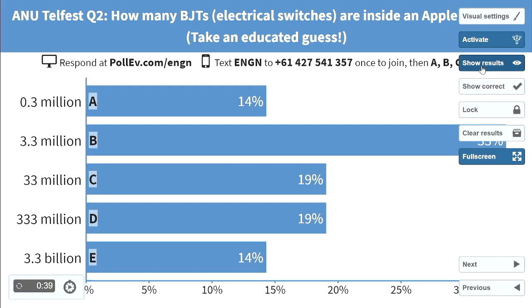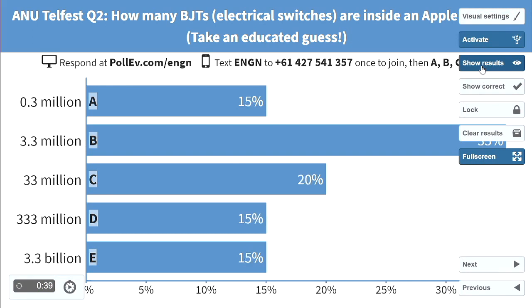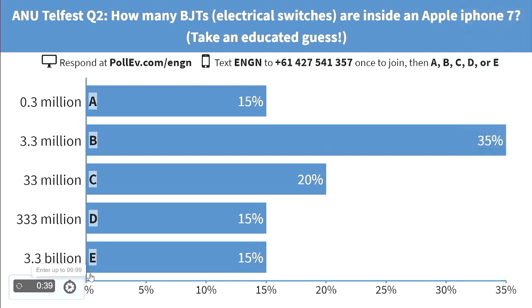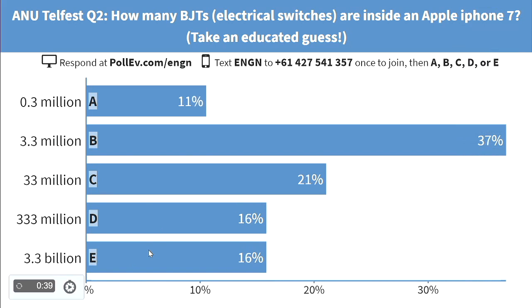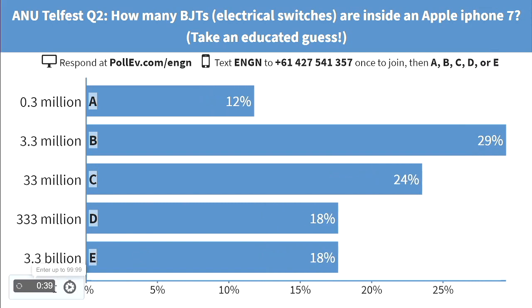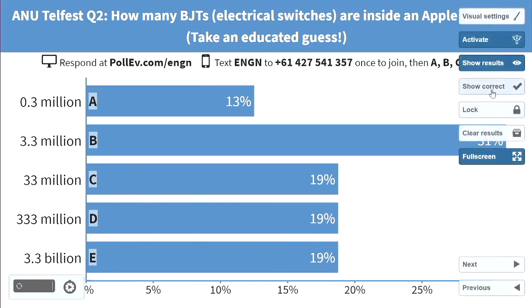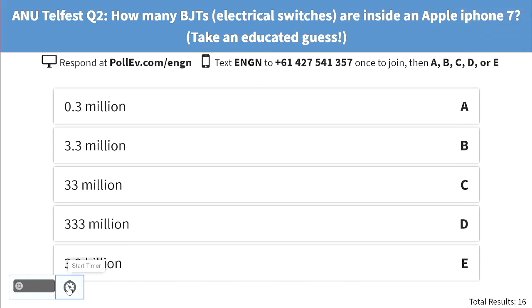Now what I would like you to do is talk to the person sitting next to you, or in the row behind you or in front of you. I'll restart this timer. You have 30 seconds. Discuss with the person sitting next to you, and then in your app, you can clear the last result and re-vote. So talk to the person sitting next to you. The person sitting next to you might be an expert.